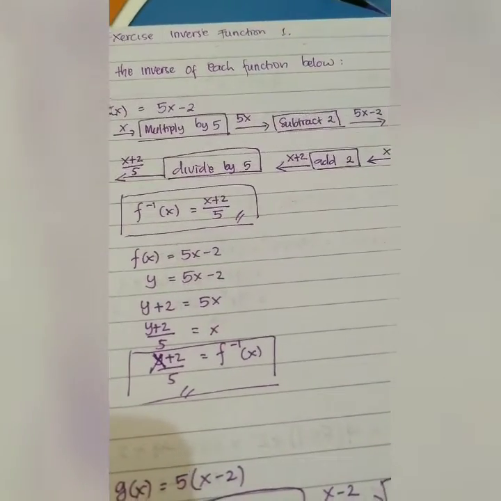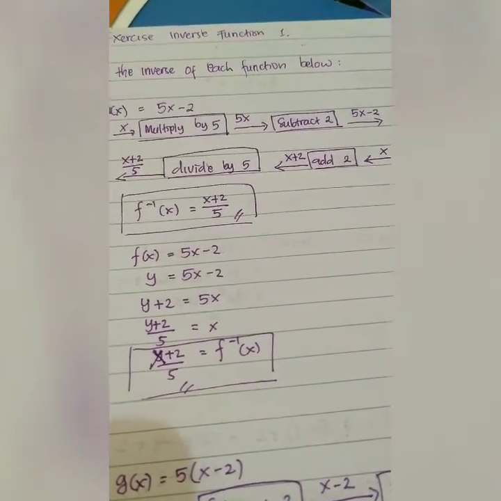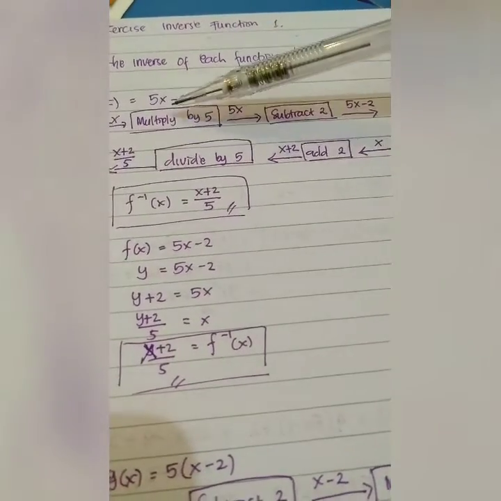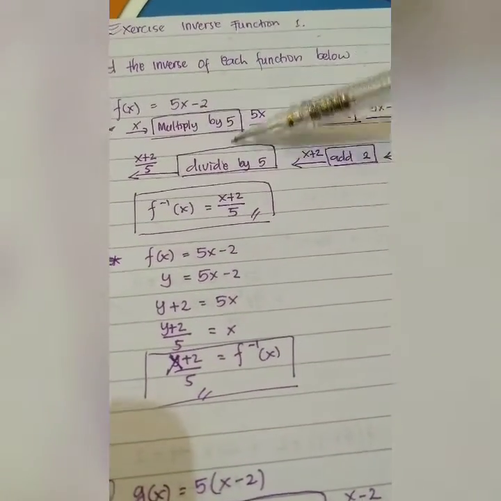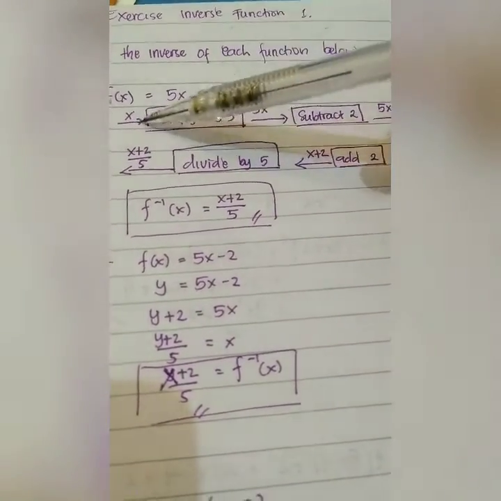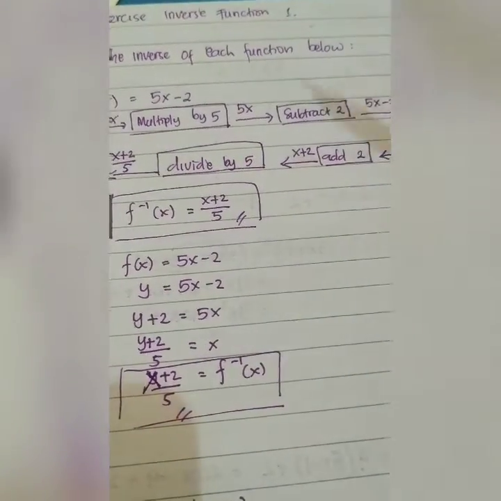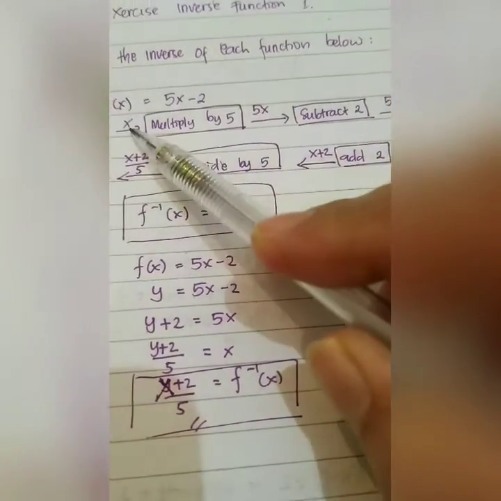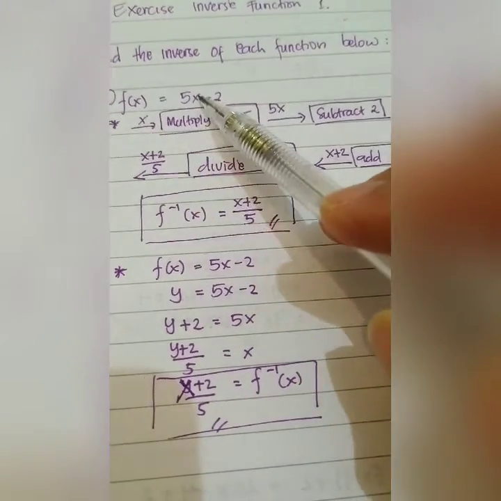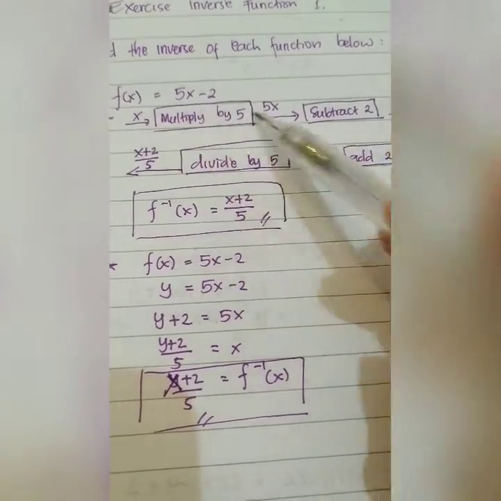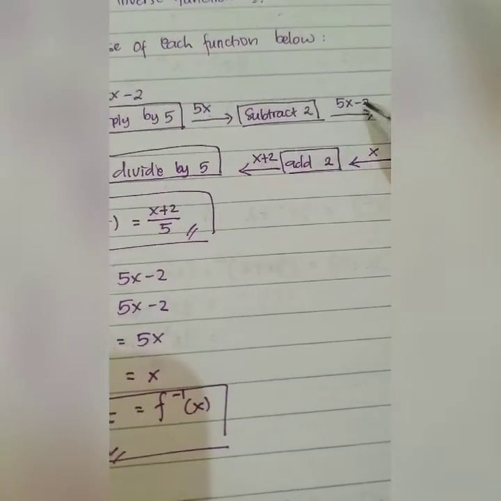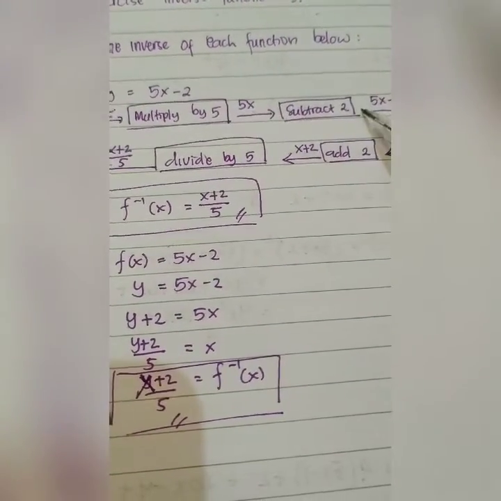The first method that I told you about in the materials I posted in Google Classroom is using flow diagrams, as you can see here. First method, flow diagram. First, you make a flow diagram as usual. We start with x, then multiply by 5, so we get 5x, and then subtract 2, so we get 5x minus 2. This is the usual one.